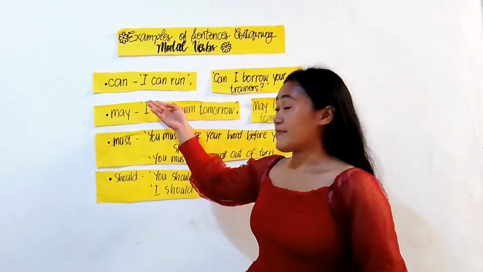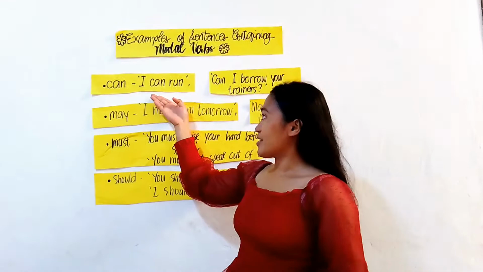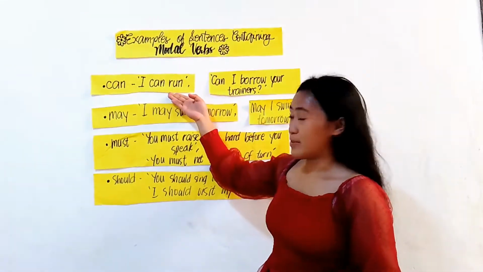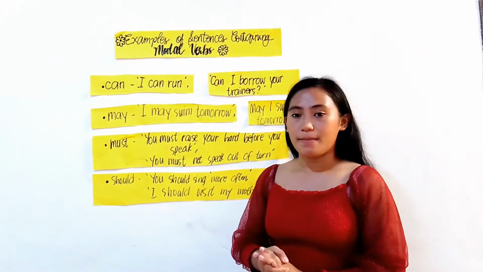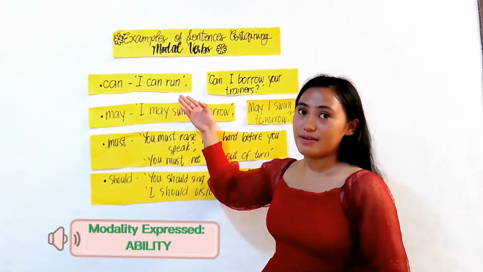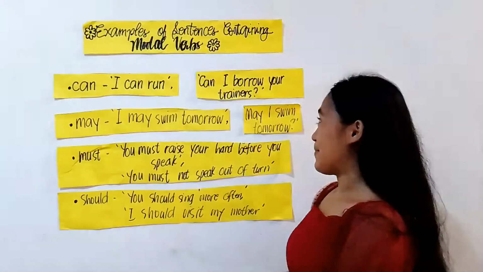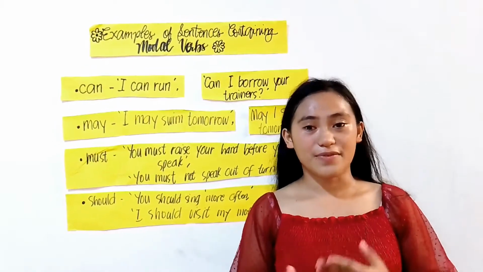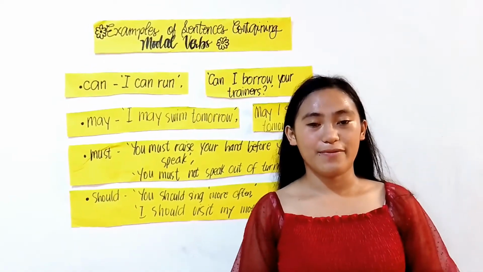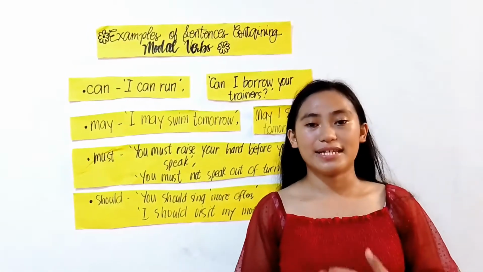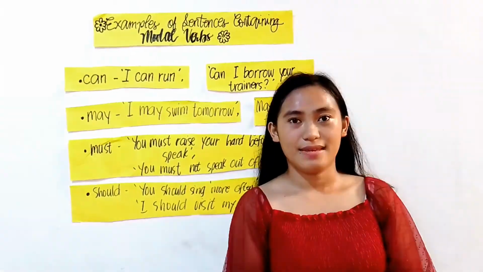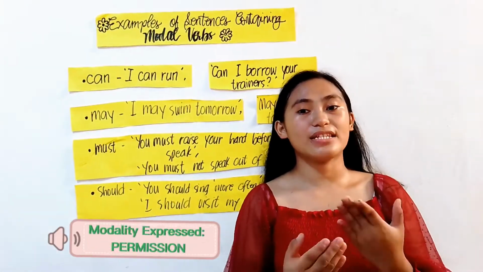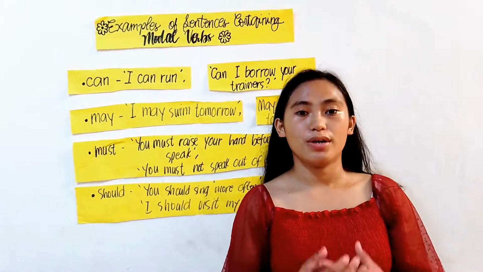From the modal verb can, we have I can run. The modal verb can is impacting the verb run, and the modality expressed here is ability. Second example, can I borrow your trainers? This sentence shows that the modal verb can is impacting the verb borrow. But now you may notice that the modality is different. This time, the modality expressed is permission because the individual is seeking permission to borrow.